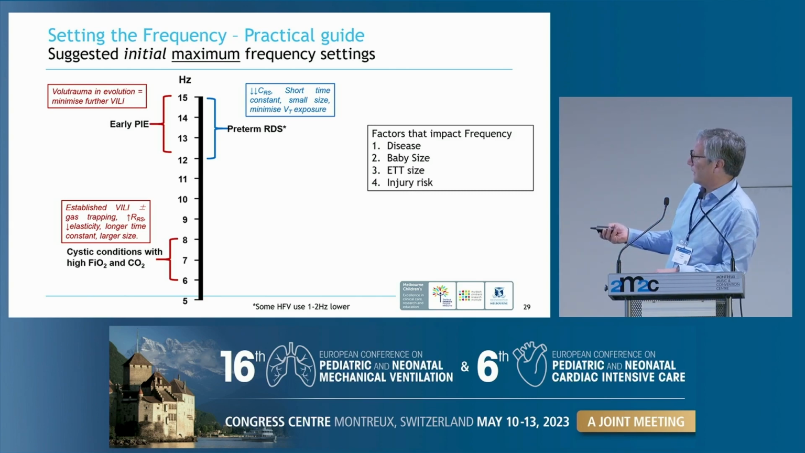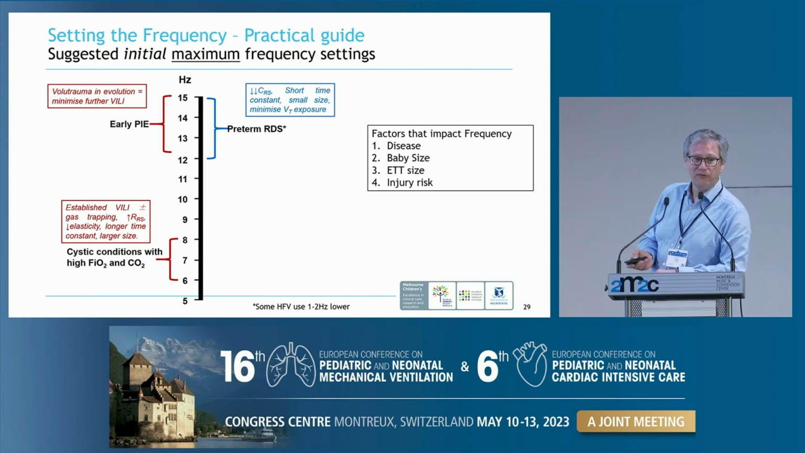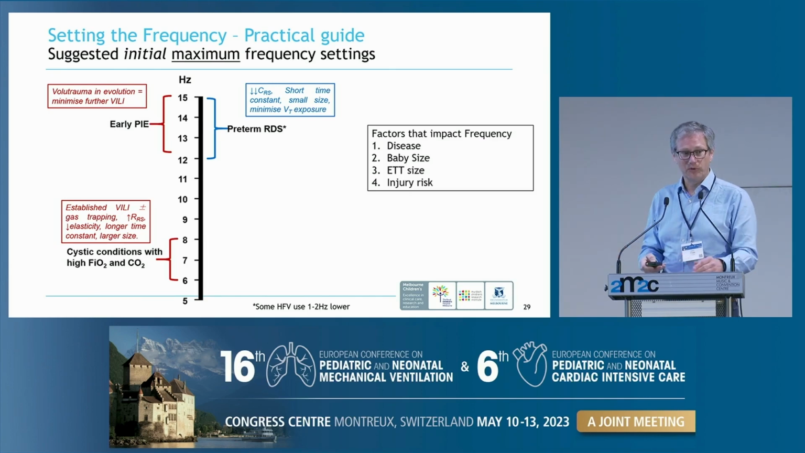People used to talk about going to 6 and below. I get very anxious applying frequencies less than 7, and I would potentially even move this up a little bit. In our unit, if we get this condition and we're not able to clear CO2 with frequencies of 7 to 8, we would now put them on the jet ventilator.